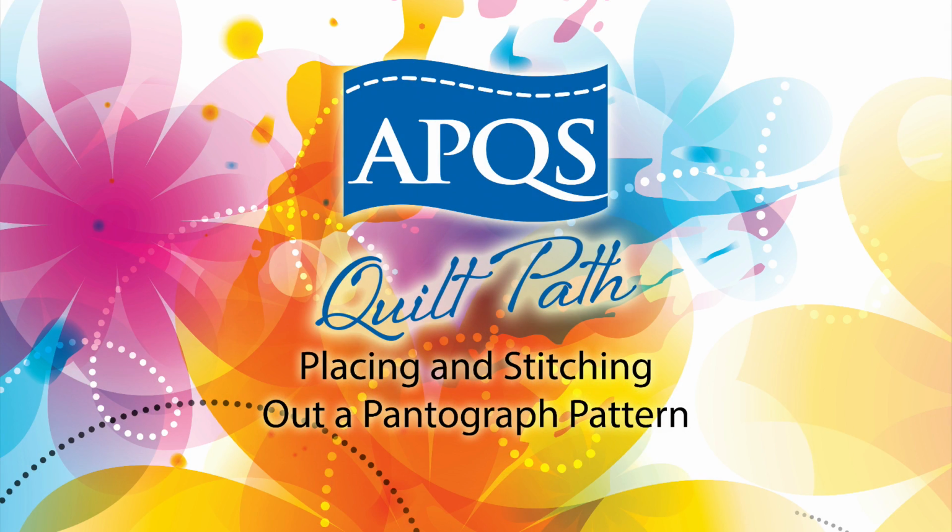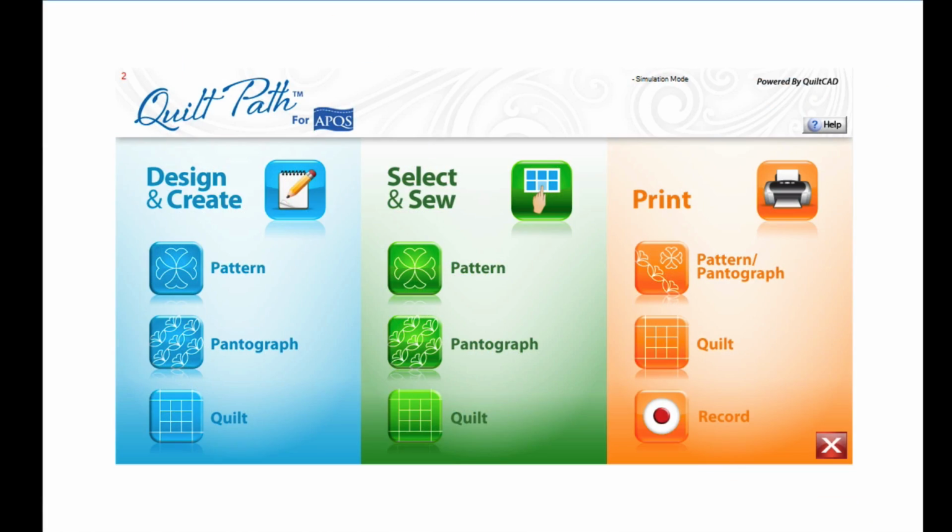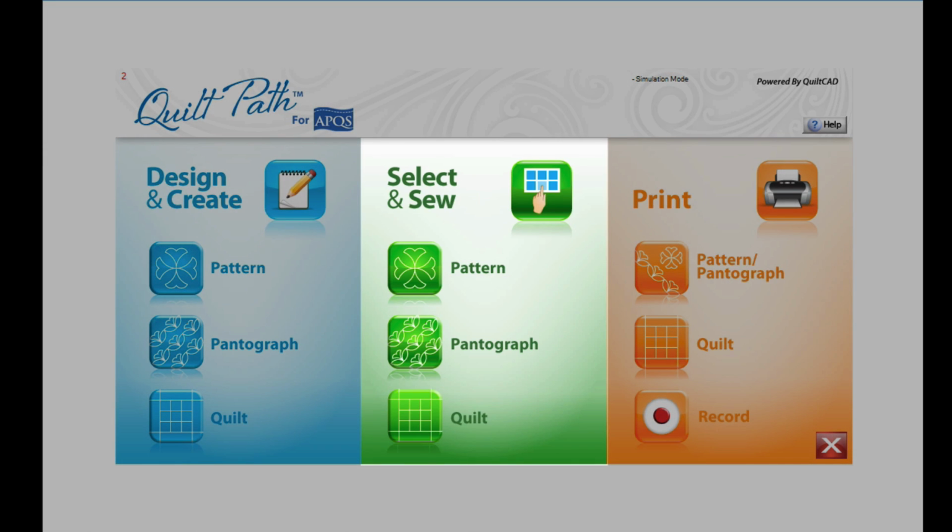We've talked about how to set up a pantograph file within Quilt Path. Now let's take a look at how to actually stitch out the pantograph you've created. The first thing we'll need to do is open a pantograph layout file. From the main menu, tap on Pantograph in the Select and Sew menu.